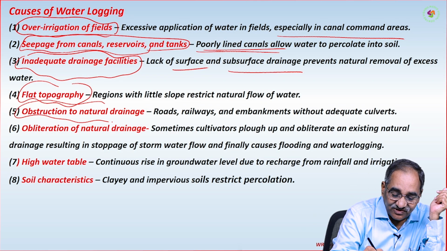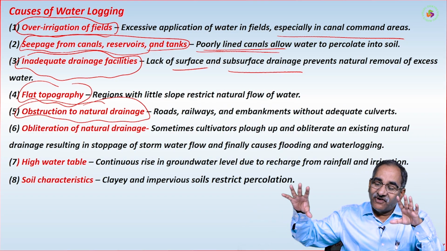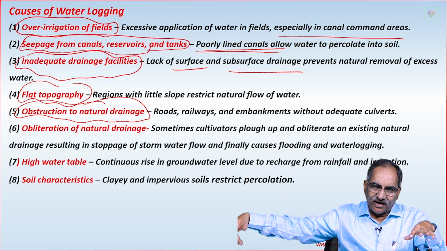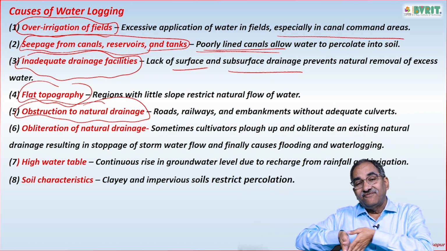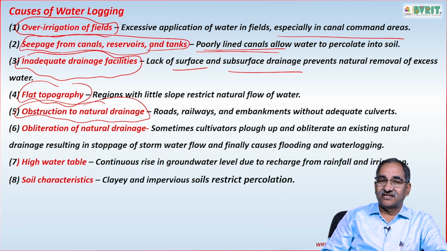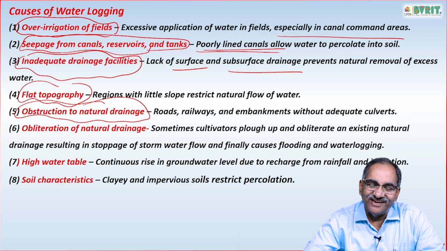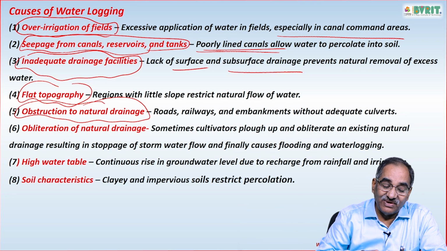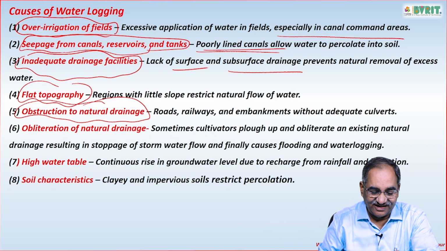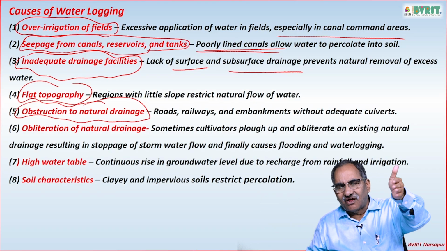Then obstruction to natural drainage. For example, natural drainage systems are already there. On one side water enters into the field and on the other side there is an exit outside. But suppose some road is coming there, or some railway, or some embankment you have constructed, so naturally what will happen? There is only one vent inside, water will enter, but there is no outlet vent. So that means obstruction of natural drainage. We ourselves obstructed it.